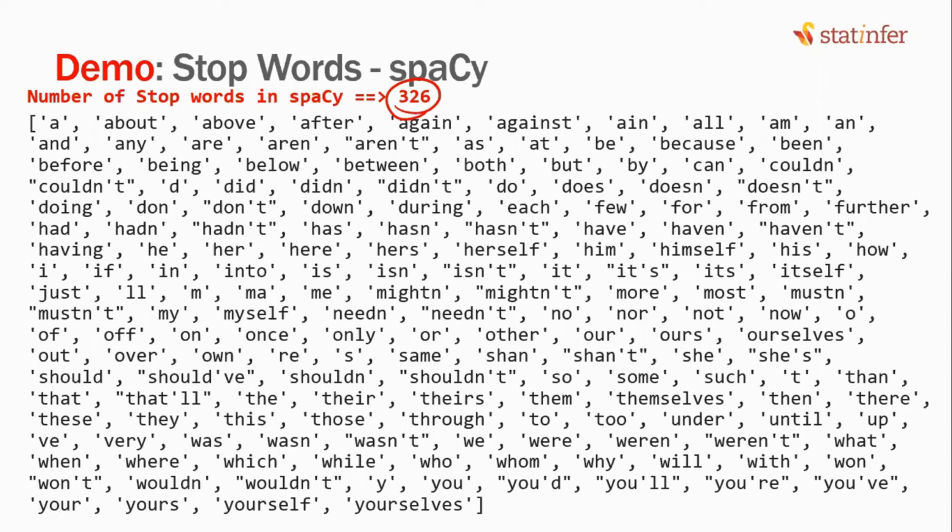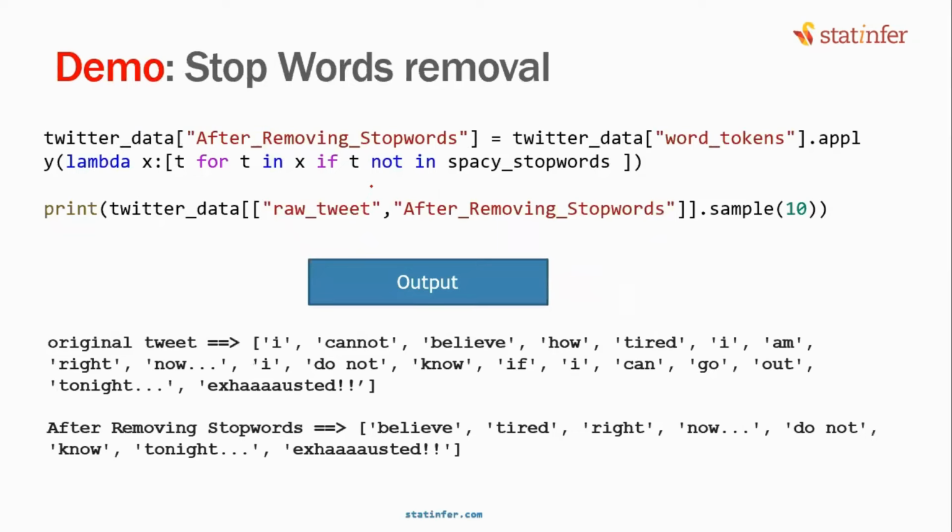What do you mean by stop words? The words that appear in the most frequent manner. They appear in almost every document. So how do you remove these stop words? Here is the process. You take all the word tokens. Look at this carefully. You take all the word tokens, dot apply lambda. Take the word tokens, dot apply lambda x.